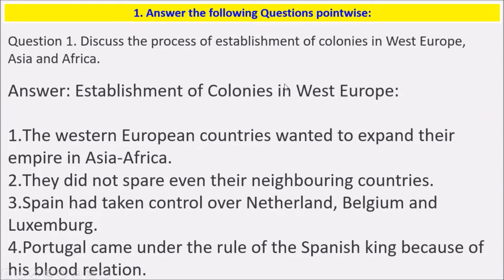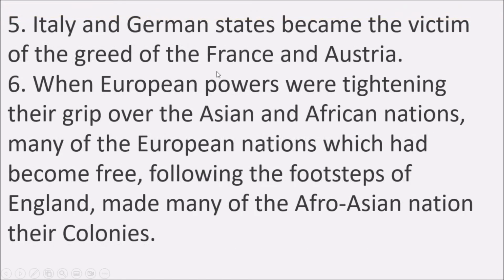So, establishment of colonies in West Europe. The Western European countries wanted to expand their empire in Asia and Africa. They did not spare even their neighboring countries. Spain had taken control over Netherlands, Belgium and Luxembourg. Portugal came under the rule of the Spanish king because of his blood relation. Italy and German states became the victims of the greed of France and Austria.